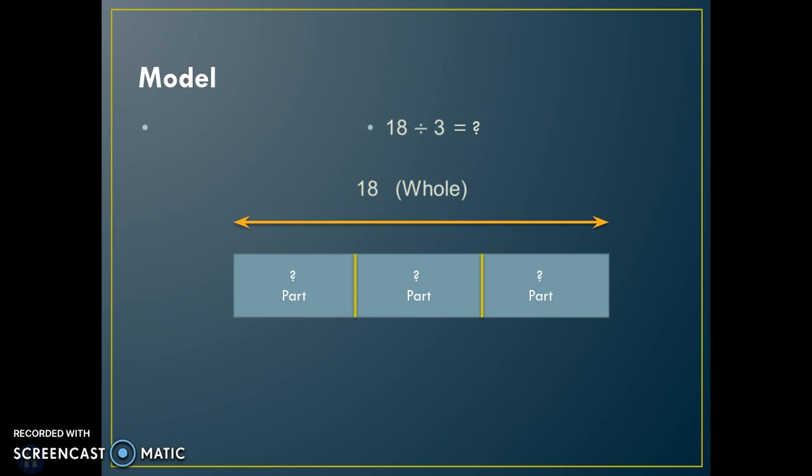All right, so let's look at this particular model. Now, I love this model. It works out perfectly. It lets us see what the whole is. So if we are looking at this particular problem, 18 divided by 3 equals, and I put a question mark. Now, remember, we talked about variables.